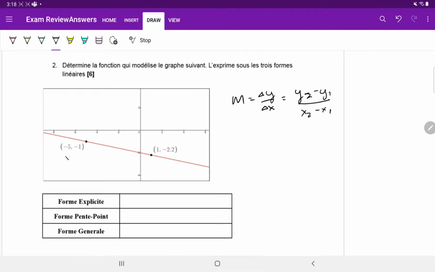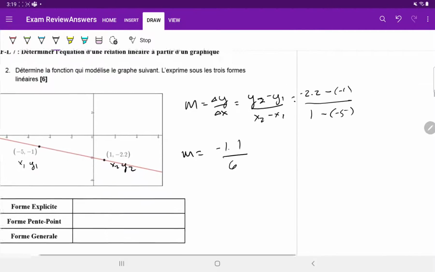For me, I like to label it: x1, y1, and x2, y2. You can flip those labels and it'll still evaluate to the same thing; it just means your work initially will have some extra or reversed negatives. Extending that out, I get negative 2.2 minus negative 1, all over 1 minus a negative 5. So m is equal to negative 2.2 minus a negative 1, which gives me negative 1.1, over 1 minus negative 5, which is 6.